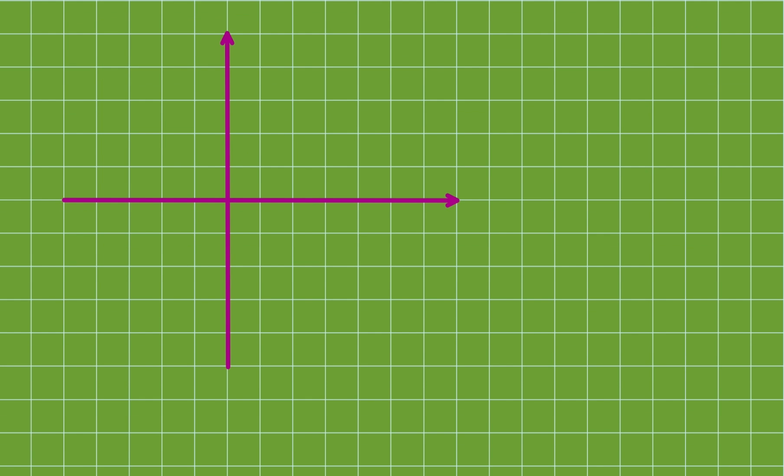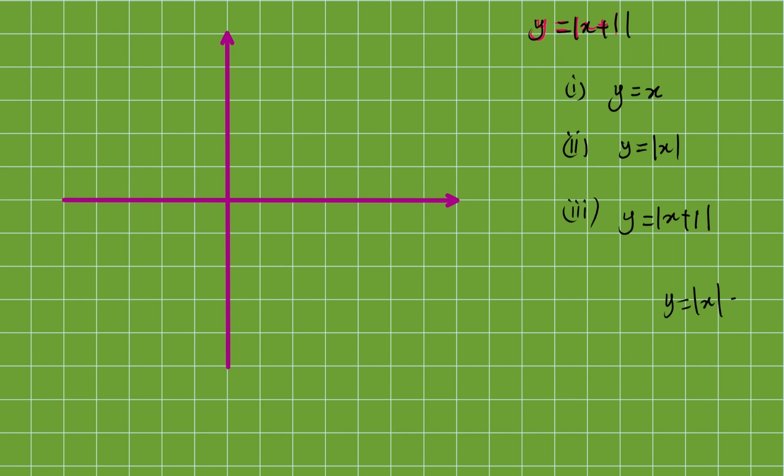Next example. The next example we have is to sketch the line y equals the modulus of x plus 1. Okay, now let's go through the steps. First step is to sketch the line y equals x. The next step is to consider y equals the modulus of x. Then we go to the third step. That will be y equals the modulus of x plus 1. And then it will be good to compare that with y equals the modulus of x, plus 1.